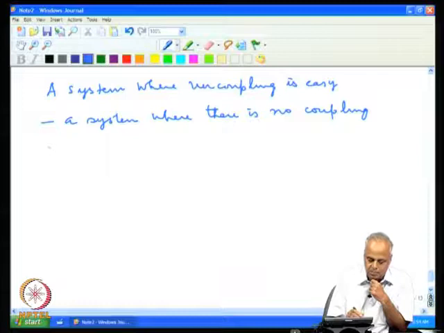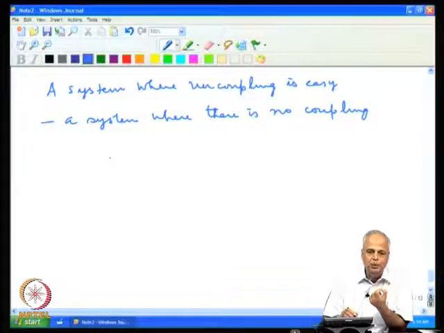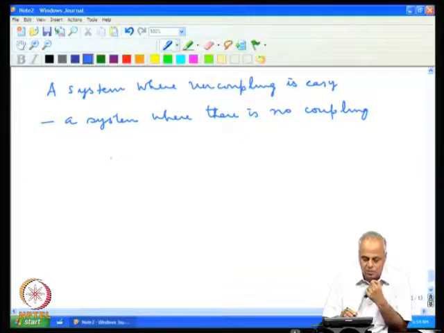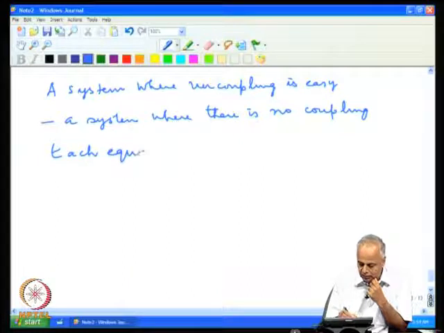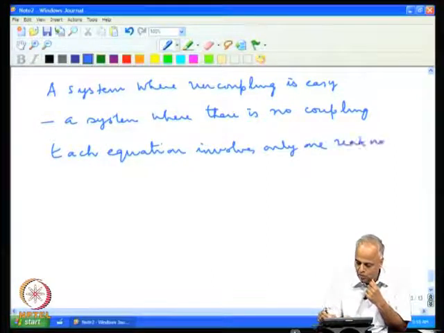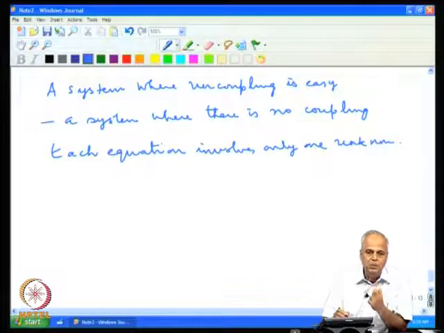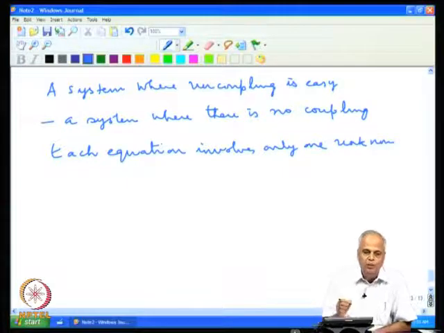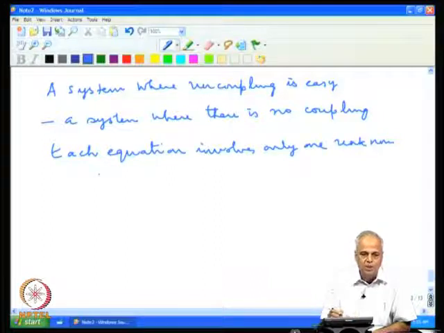What is such a system? Such a system, each equation involves only one of the unknowns. Okay. So, each equation involves only one unknown, let us look at the simple situation where the first equation involves the first unknown, second equation involves the second unknown, and the nth equation involves the nth unknown.